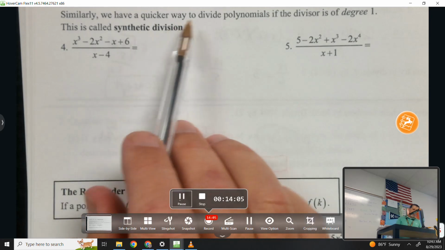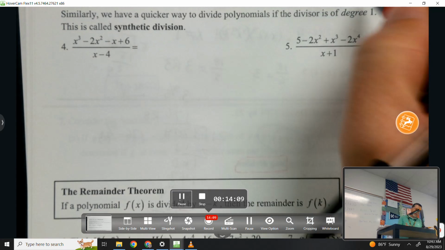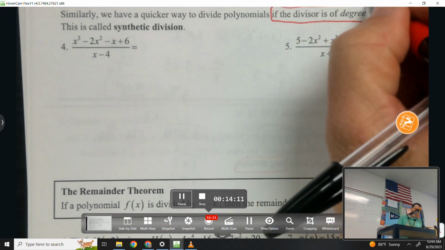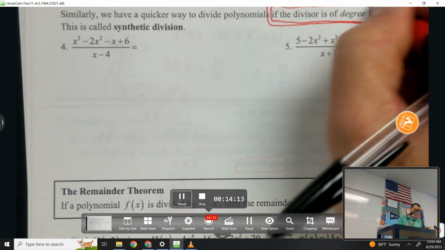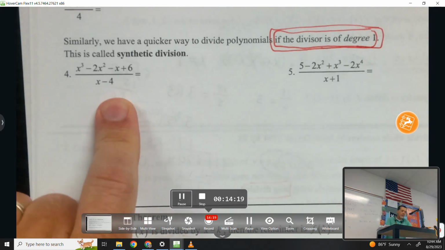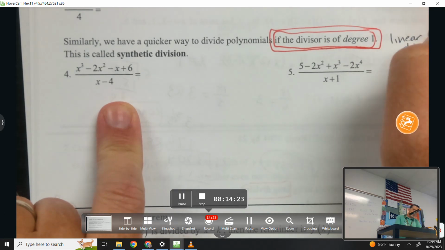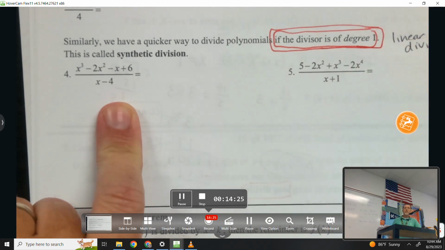There's a quicker way to divide polynomials if the divisor is degree 1. So, kind of important, the divisor has to be degree 1. It can't be divided by x squared or x cubed or x to the 4th. It has to be a linear divisor, as opposed to a quadratic or a cubic divisor.